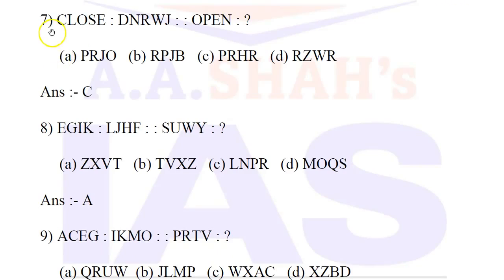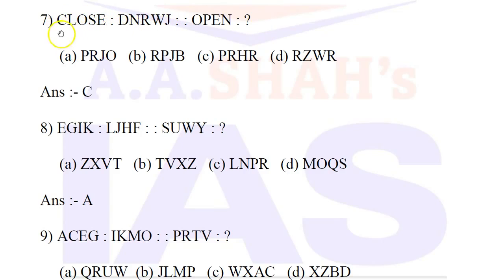Seventh question now. CLOSE is to DNRWJ, and then OPEN is to what? Okay, so same thing, C has to be compared with D, L with N, O with R, S with W, and E with J.